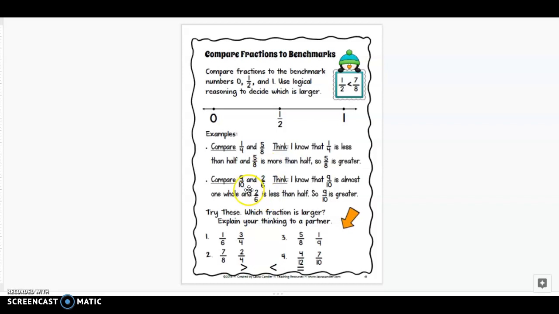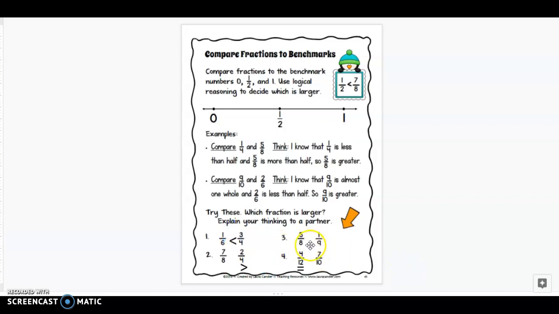Let's look at 9/10 and 2/6. 9/10 is almost a whole and is greater than 1/2. 2/6 is less than 1/2. So 9/10 is greater than 2/6. Let's look at the examples. We have 1/6 and 3/4. 1/6 is closer to 0 and 3/4 is more than half. So 1/6 would be less than 3/4.